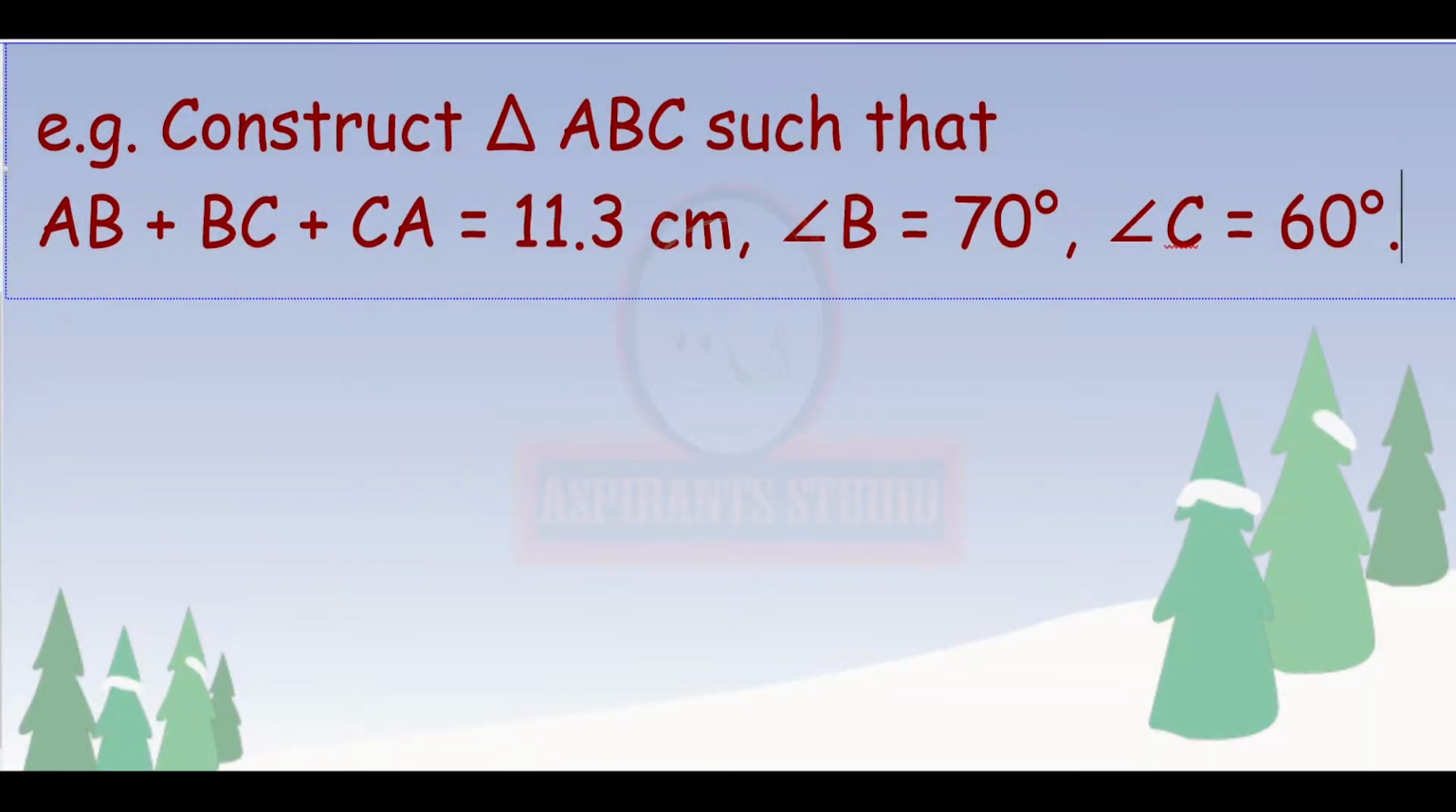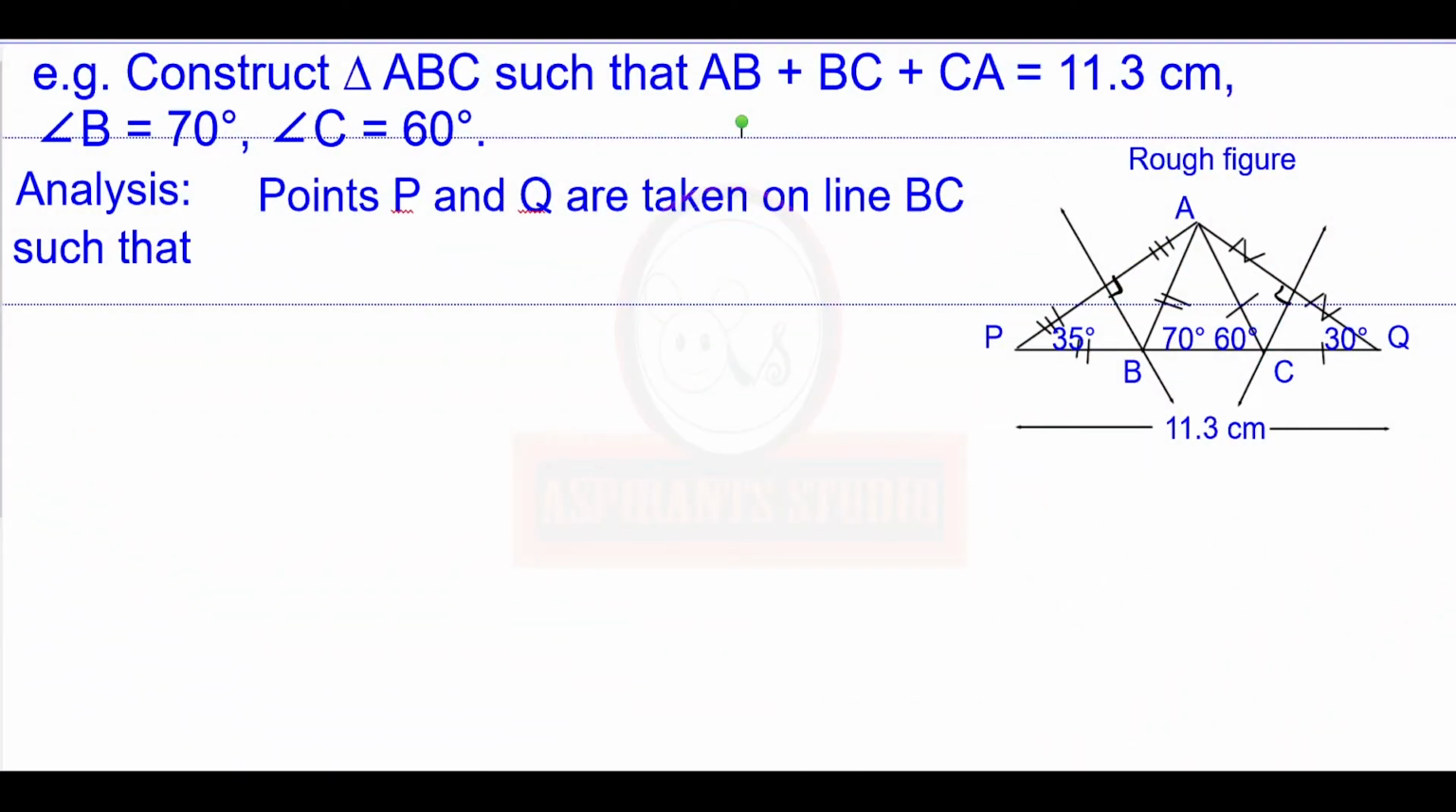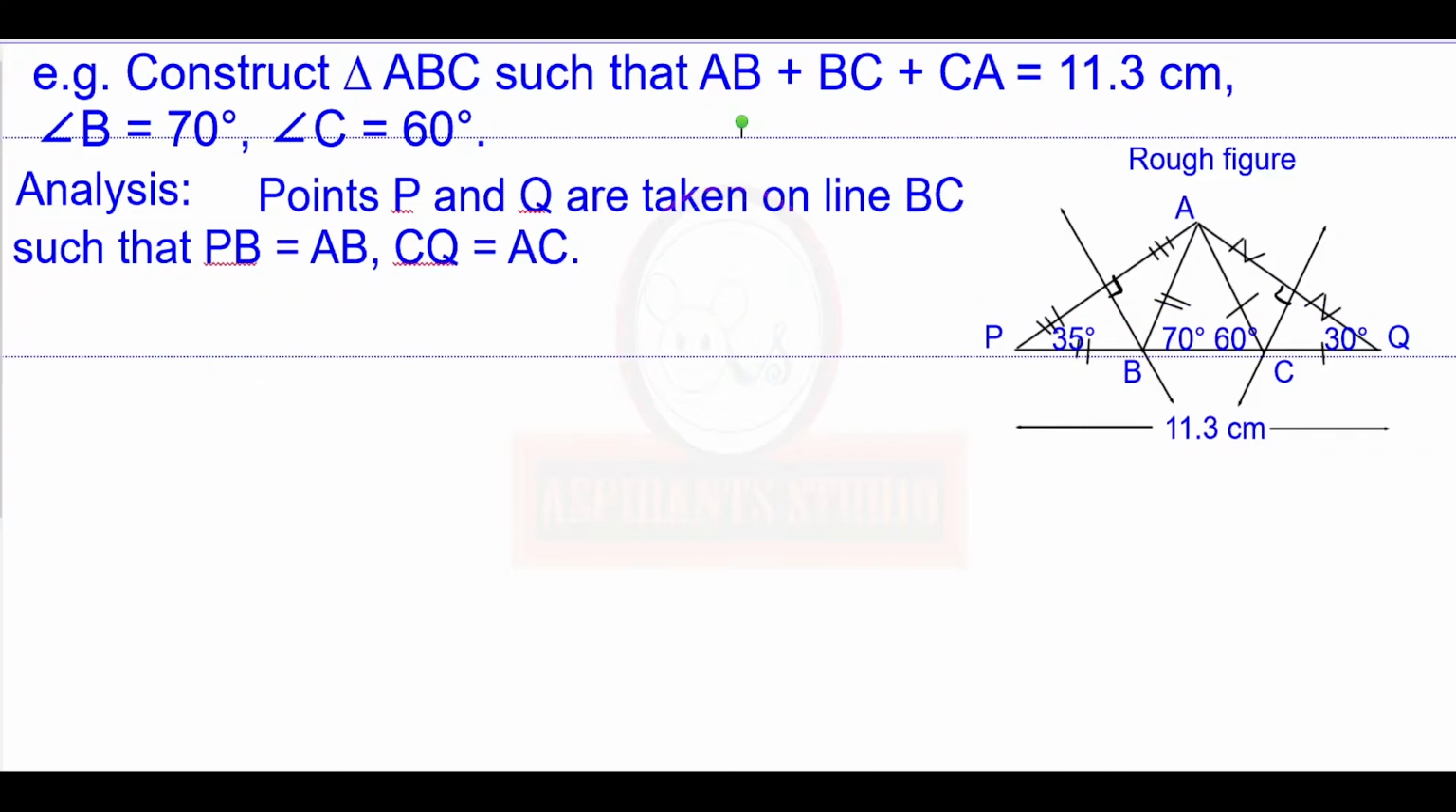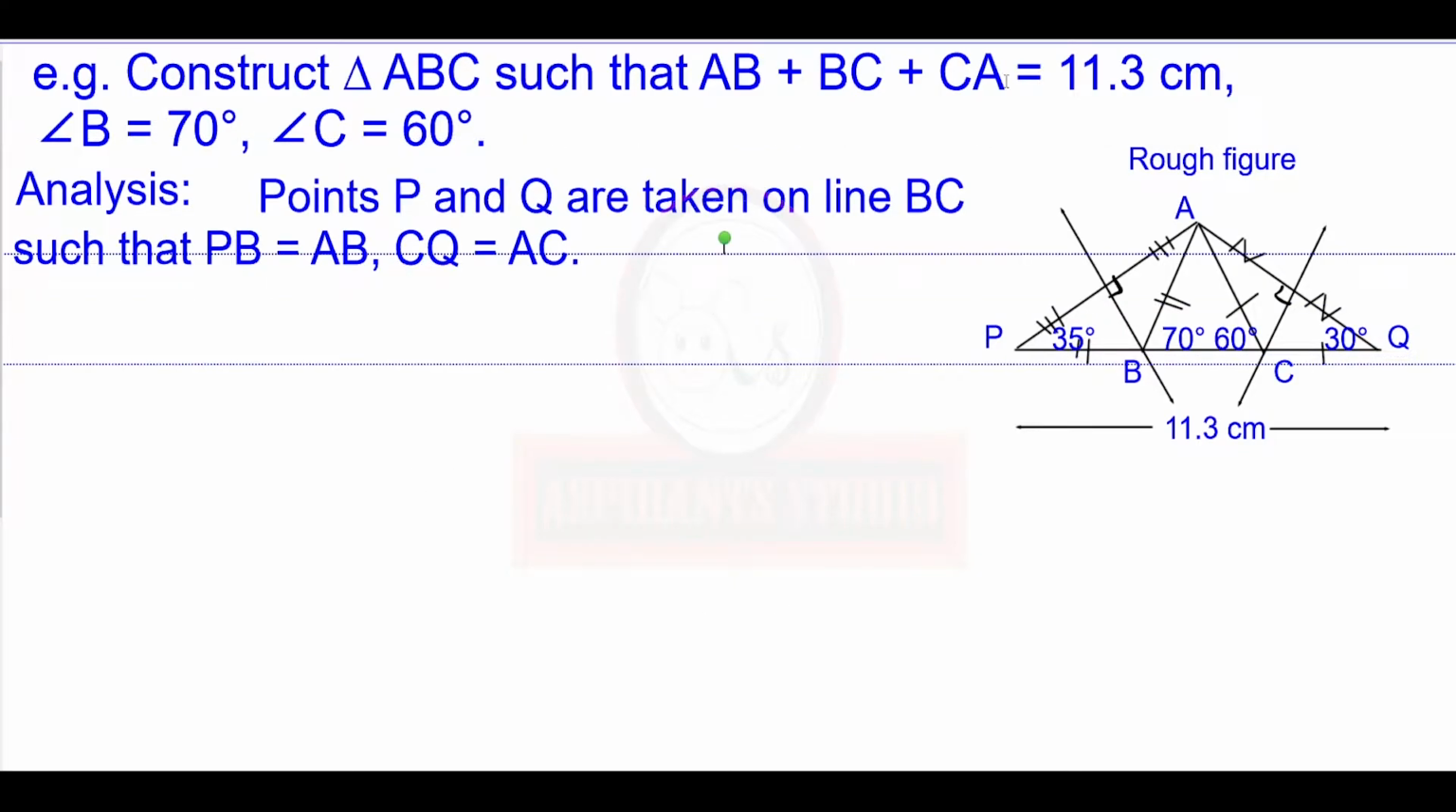Example, construct triangle ABC such that AB plus BC plus CA is equal to 11.3 cm, measure of angle B is equal to 70 degrees, measure of angle C is equal to 60 degrees. First of all, we will draw the rough figure.